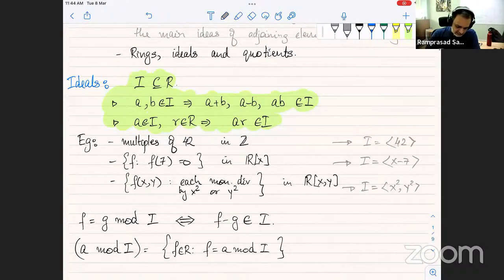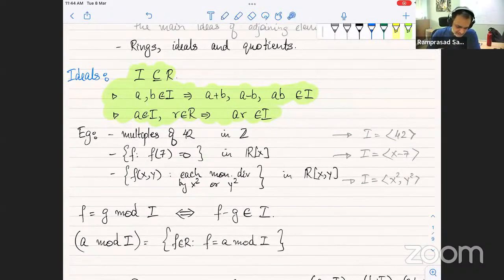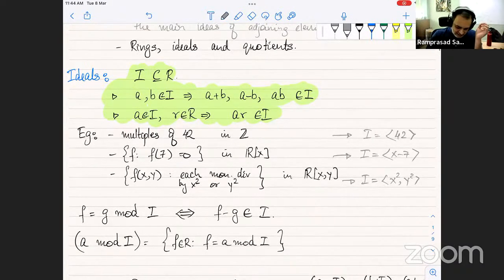Okay, and it's easy to notice that if you think of f equal to g as a relation that tells you whether the two are the same mod I or not, it forms an equivalence relation. So this is what you might refer to as an equivalence class. Okay, it's not particularly important. It's just that this object refers to the class of all elements that happen to be equal to a mod I.